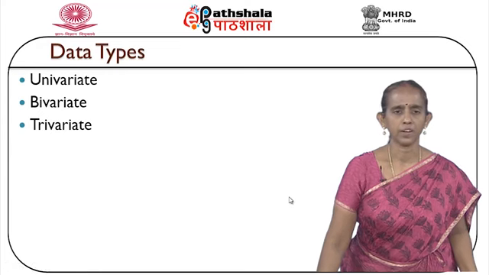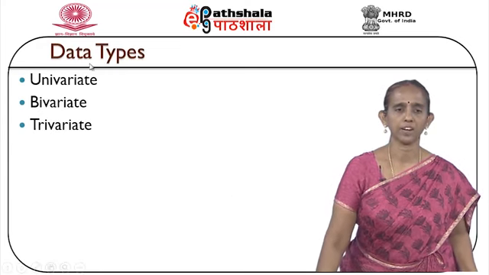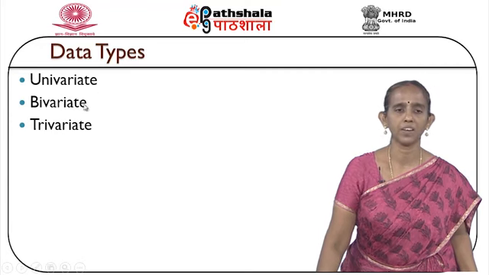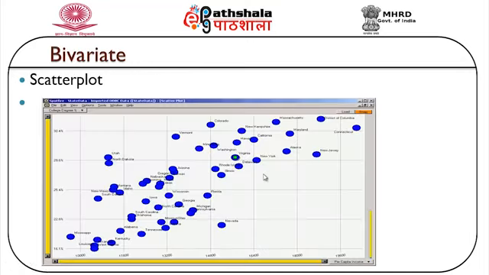Then based on the data types, the visualization can also be classified as univariate data, bivariate data, and then trivariate data visualization. In univariate data visualization, we can see usually the plots are in the form of a dot plot, or it can be in the form of a bar chart, or it can be in the form of a histogram. So these are examples of visualization of univariate data type.